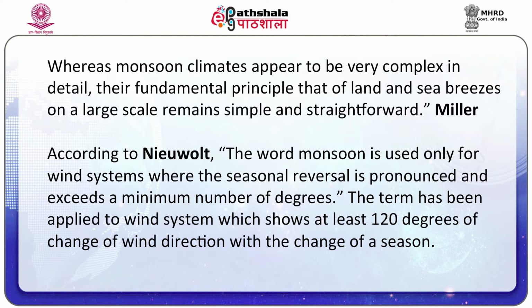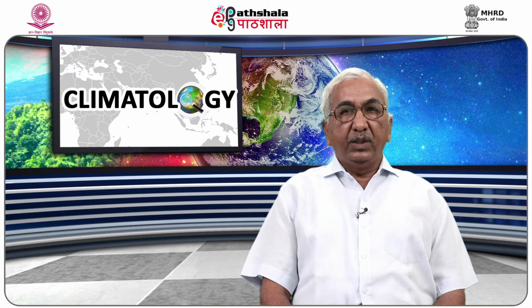Miller. Then according to Newell, the word monsoon is used only for wind systems where the seasonal reversal is pronounced and exceeds a minimum number of degrees. The term has been applied to wind systems which show at least 120 degrees of change of wind direction with change of season. These winds are characterized by consistency higher than 40% and a mean resultant speed of more than 3 meters per second.